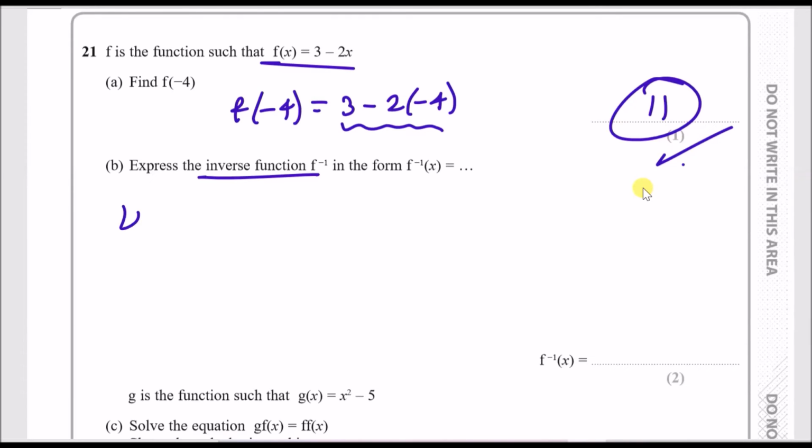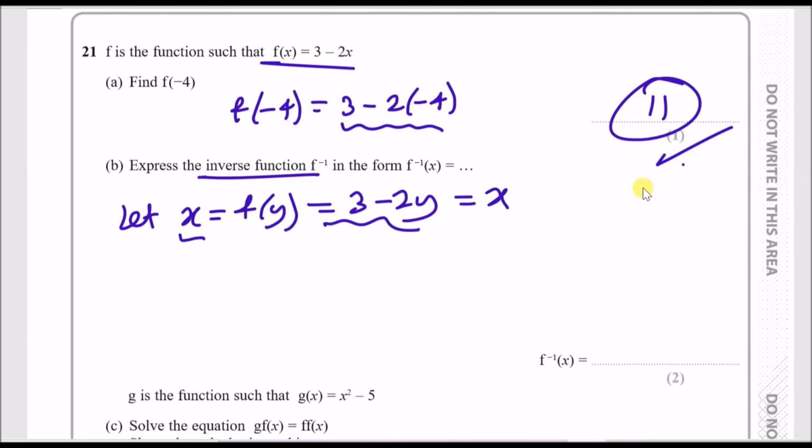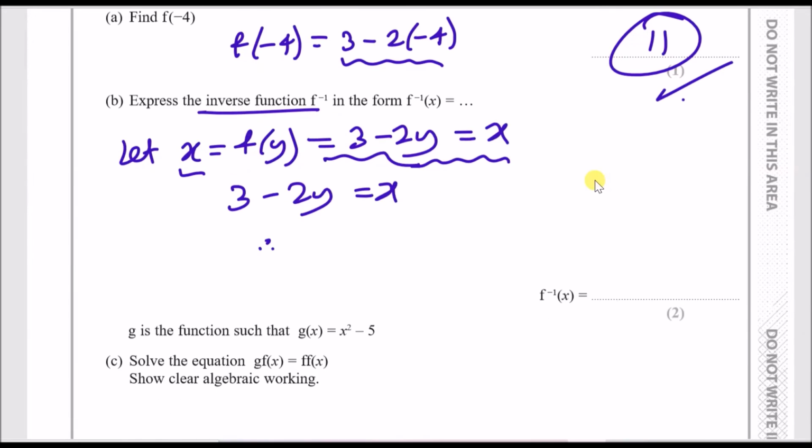I always start like this. I say, okay, let x equal f(y), so you do things in reverse. Essentially, you replace f(x) with f(y), so all the x's become y. Replacing this with y, you get 3 minus 2y. Now, all you want to do here is rearrange this to make y the subject. Because all of this equals x, I'm just going to deal with this part. So 3 minus 2y equals x. I'm going to rearrange to make y the subject, and then you're done.